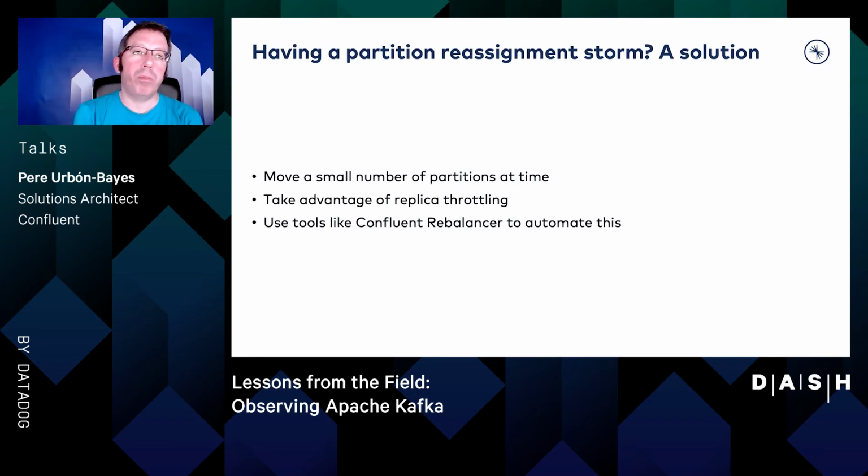The solution for this, or things to always keep in mind when you do partition moving, is to work with a smaller number of partitions at a time. Try not to overload your systems. Take advantage of replica throttling. Especially in the latest versions, everything in replication can be throttled. You can also use tools like Confluent Rebalancer, which helps you with all the mathematics needed to calculate which partition to move to where, taking into account space, usage, etc. That's a very cool tool to automate and make elastic architectures out of that.